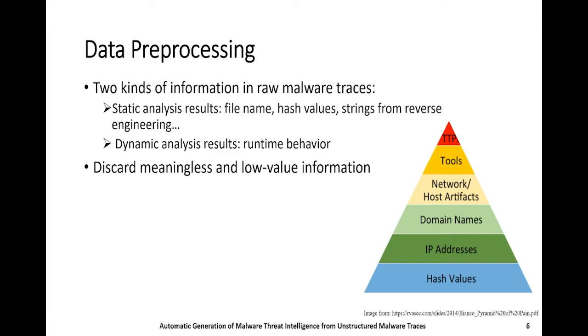There are two kinds of information in the malware traces: static analysis results and dynamic analysis results. The static analysis results include basic file information like file name, file hash value, YARA matching results, and strings obtained from reverse engineering. The dynamic analysis results include logs of interaction between malware and host, network traces, process creation behavior, and file creation and delete behavior, for example. We think that not all of them are useful for IOC generation.